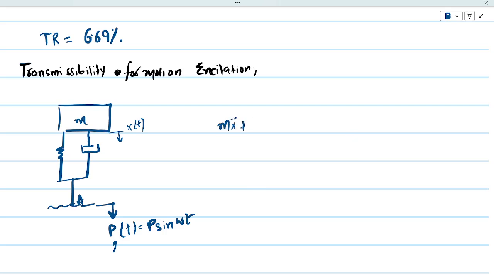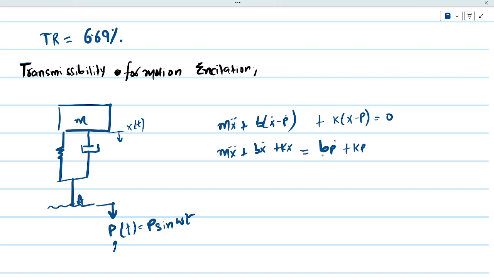Here we can make the equation of motion for our system, and we can write it as m x double dot plus b (x dot minus p dot), because we have two independent coordinates here, plus k (x minus p) equals 0. Or you can rewrite it as m x double dot plus b x dot plus k x, that's the equation of motion of our system itself, equals b p dot plus k p. That's the dynamics of the excitation of the base.